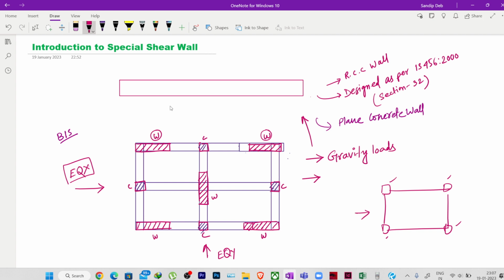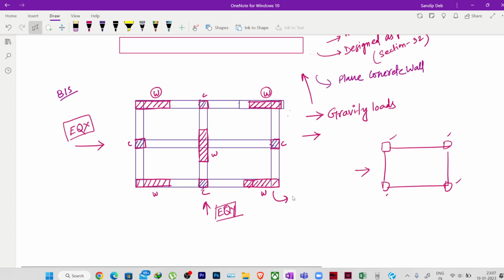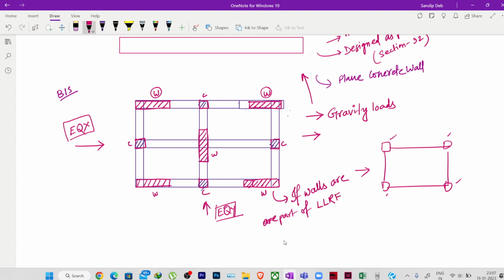So in that case, BIS says that when the RCC walls are designed to take the lateral forces, or are meant to take the lateral forces, or are a part of the lateral load resisting system in your building, in that case those walls, let me write, if walls are part of lateral load resisting frame, or I can say lateral load resisting system of the building.